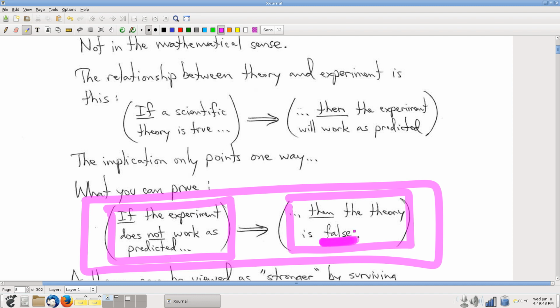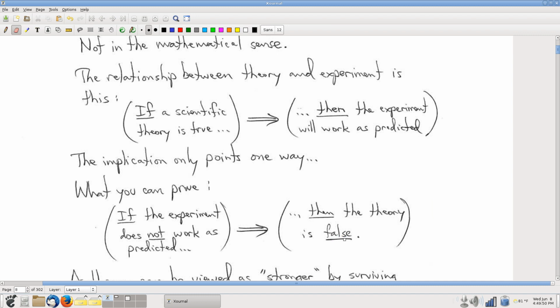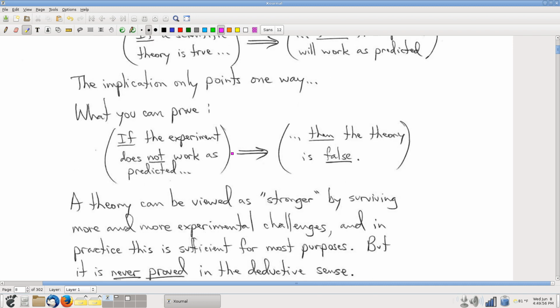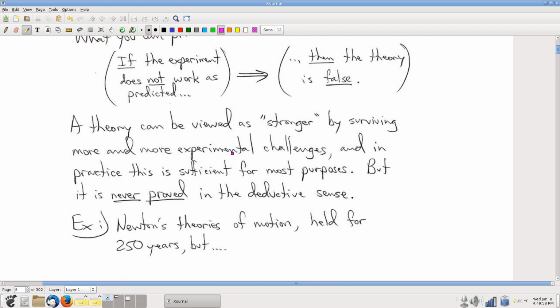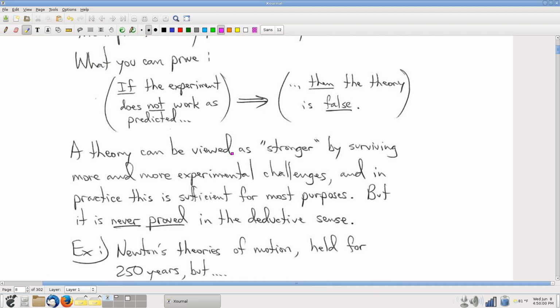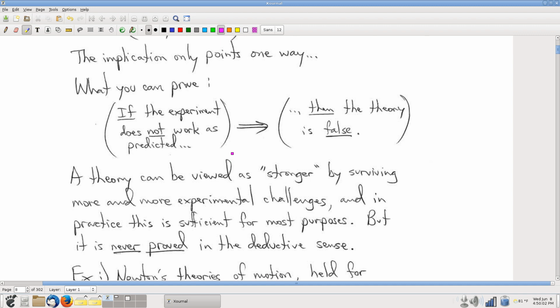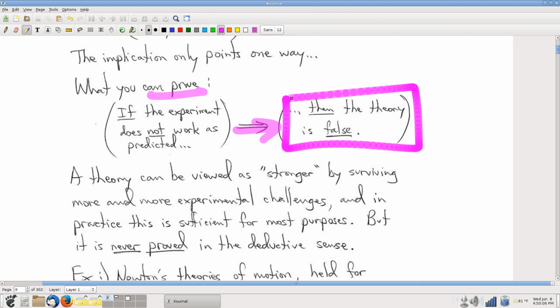Right? So this is legitimate deductive reasoning. This is not. Okay, so it's important to see the difference. All right, so how can you ever prove a theory to be true? What you notice here is that what you can prove deductively is a conclusion that a theory is false. So we can disprove scientific theories.